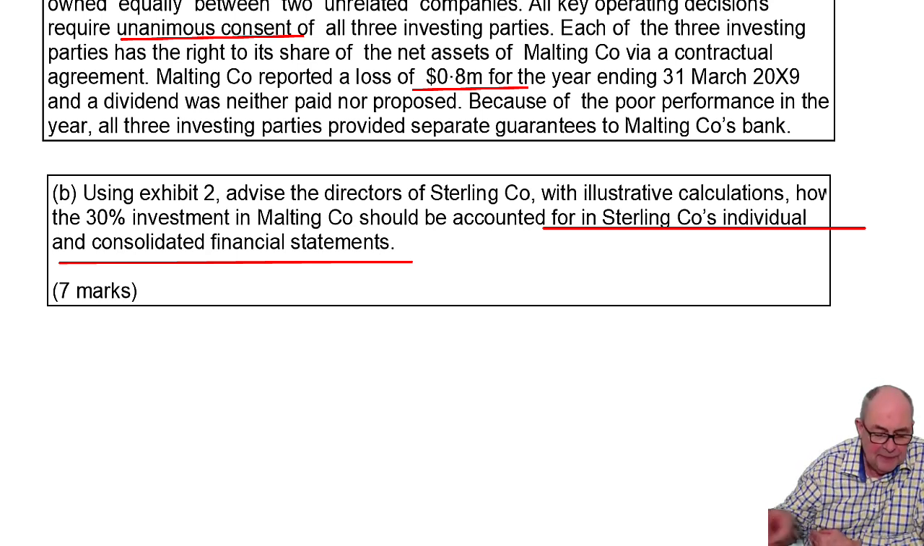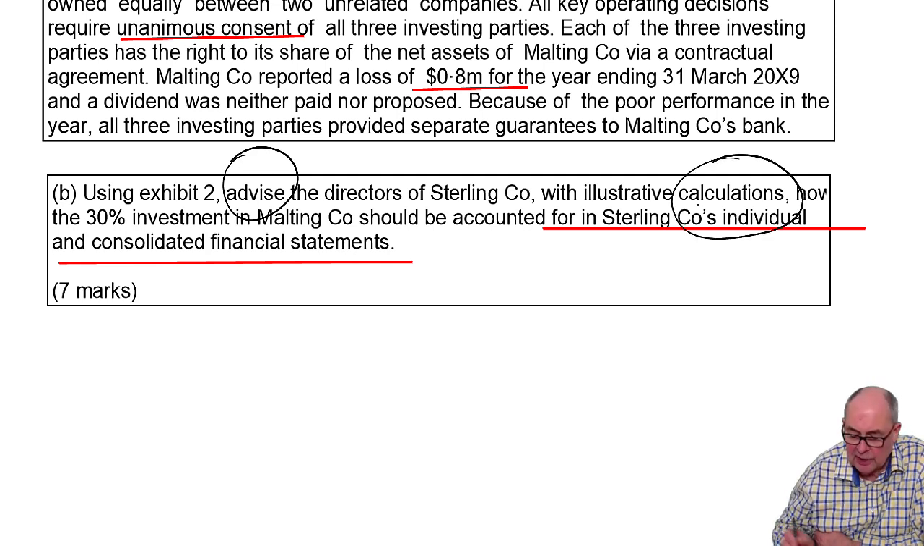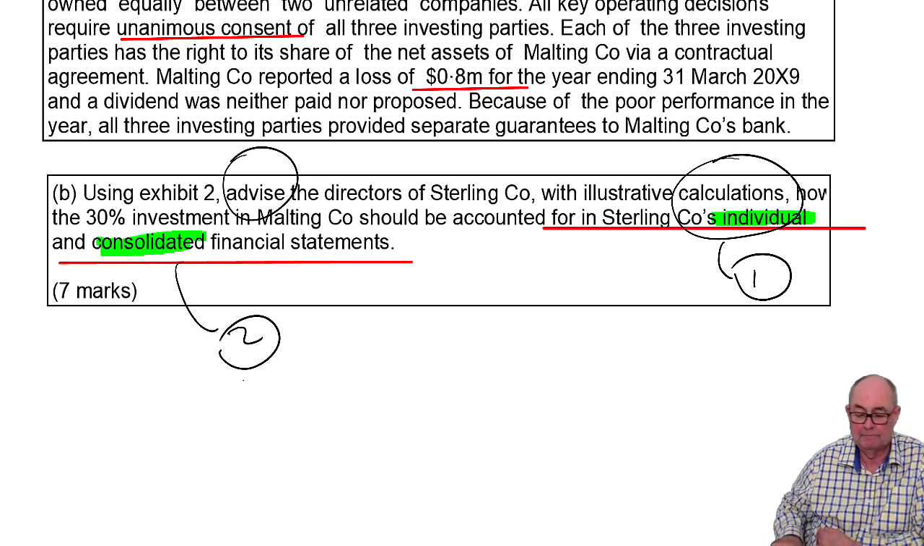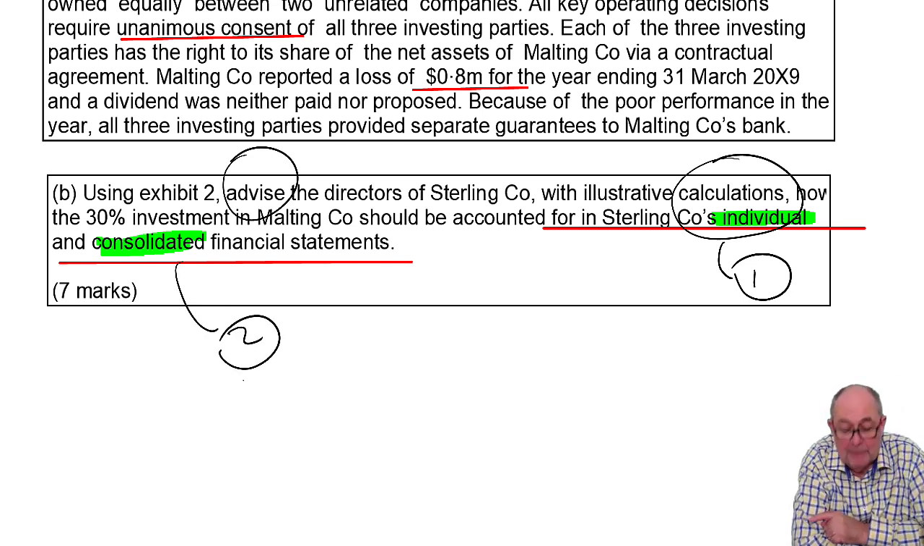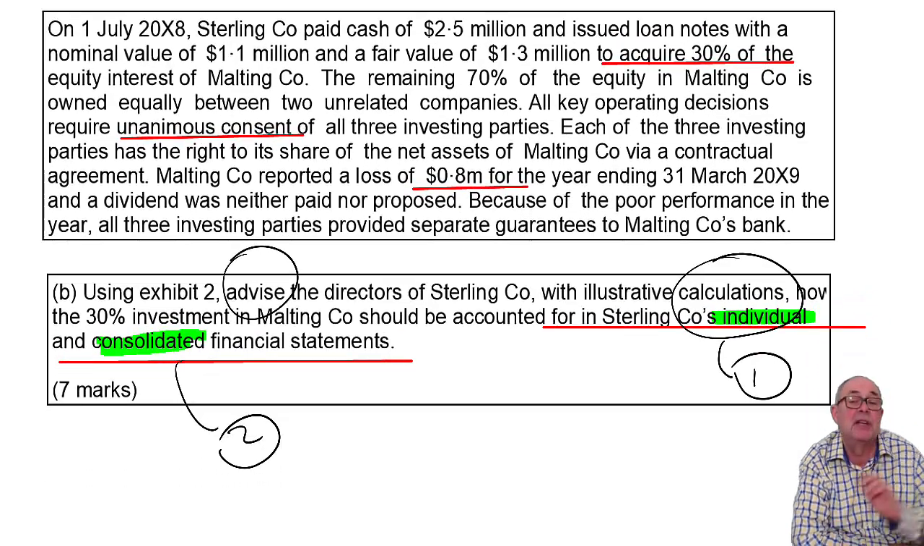So once again, the directors want some advice and they want some calculations of an investment in Malting. Notice two things. First of all, you're asked about how it would be in the parent's accounts. And secondly, how would it be in the group accounts? 30%. So your brain would say this might be an associate, or it might, of course, be a joint arrangement. So if you need to, just pause the recording now and read the scenario.